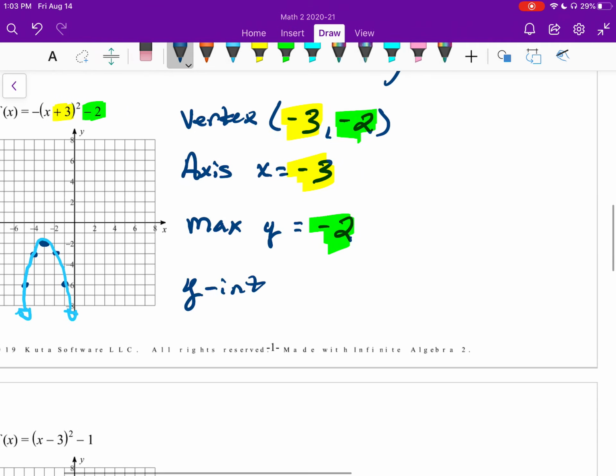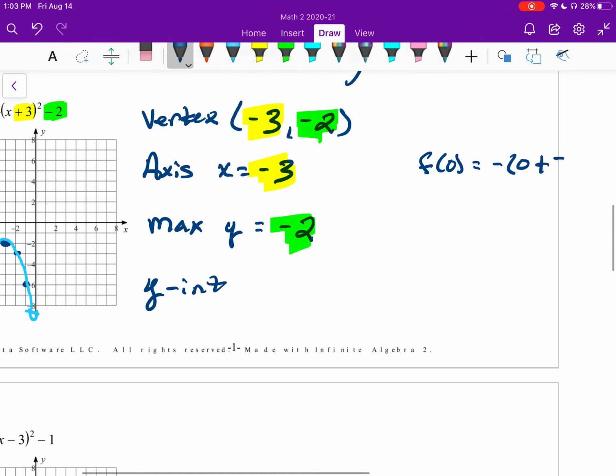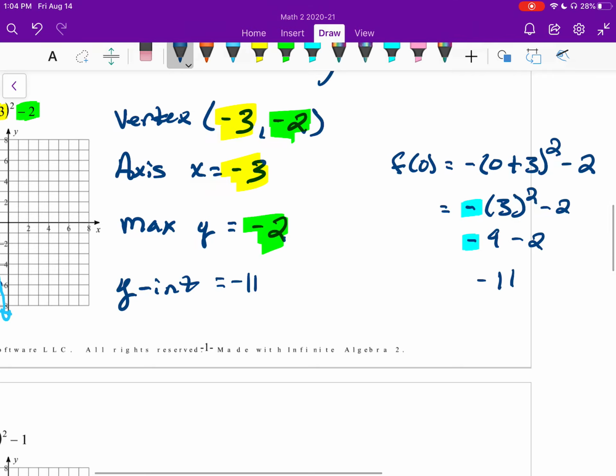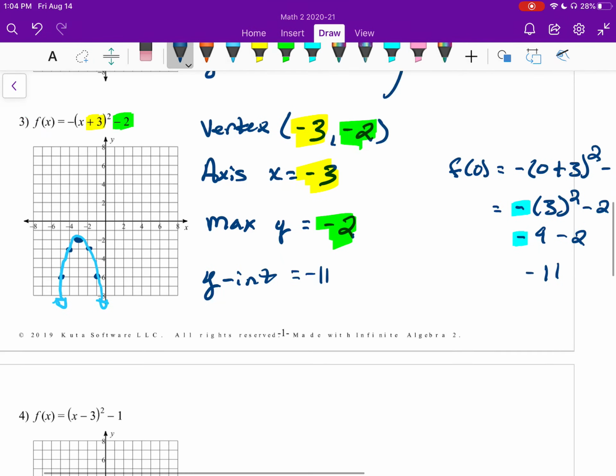and I just have to plug in a 0. So I'm going to have f(0) equals -0 plus 3 squared minus 2. That's -3 squared minus 2. This negative is going to stay out front because it's not inside those parentheses. So there will be that negative, and then 3 squared is 9 minus 2, which gives me -11. And also, if we look at our graph, -11 would make sense. It would be all the way down here, but it would make sense with our graph.